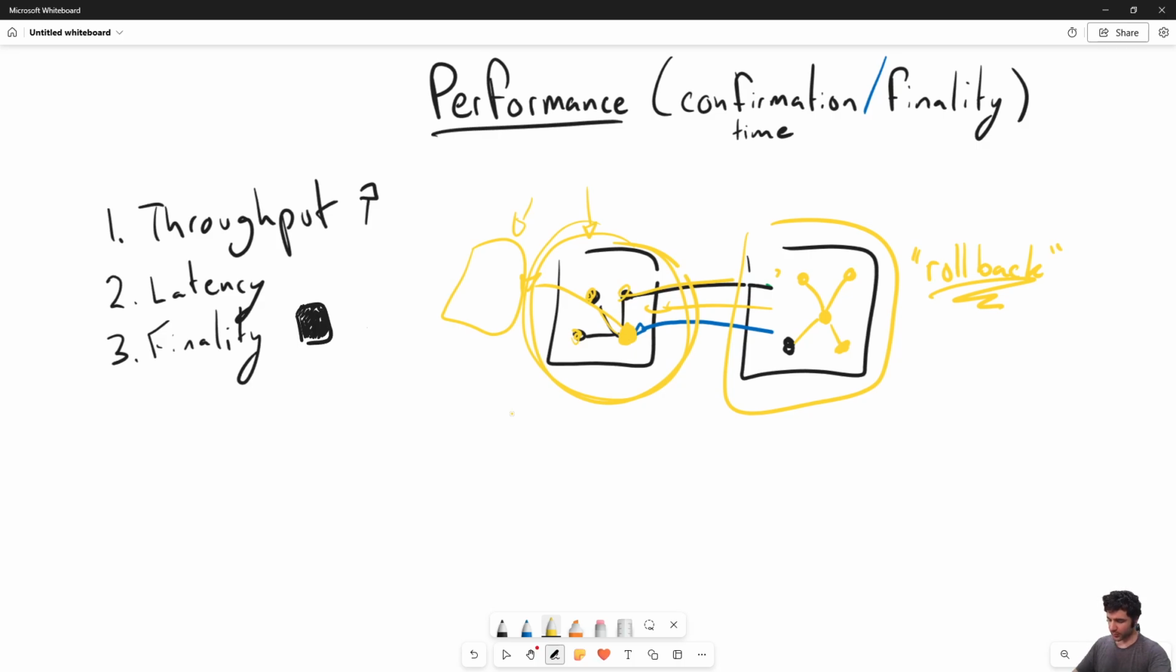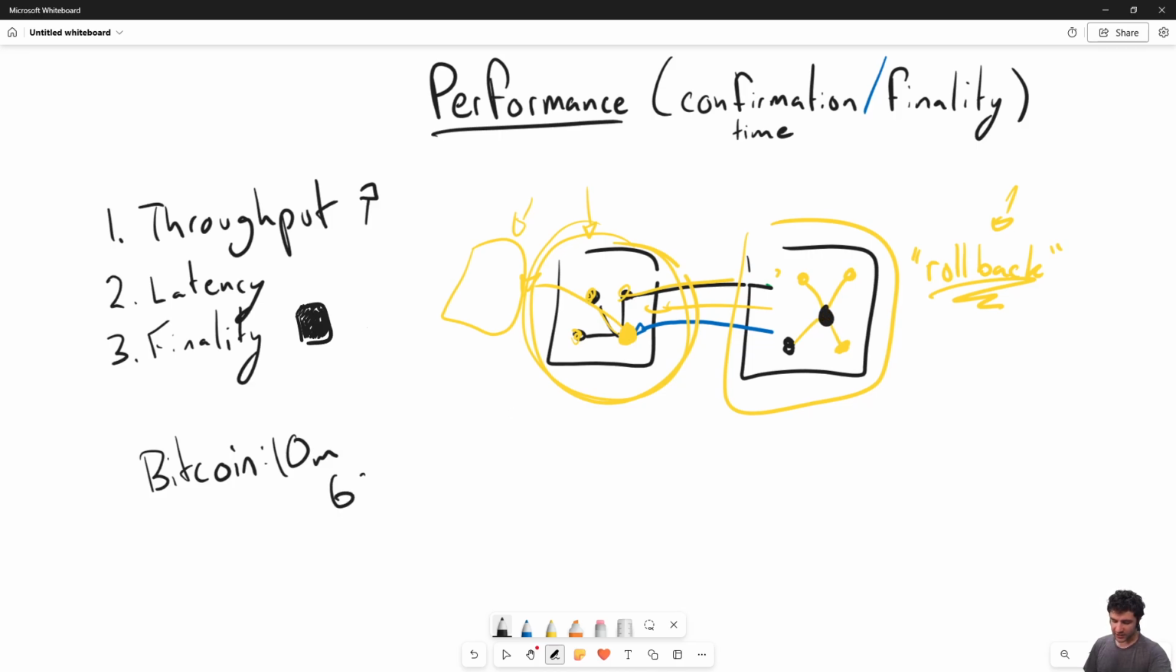So because of the possibility of these rollbacks, when you see a transaction in a network, there's no guarantee that it is correct right away. You have to wait a bit of time. And this matters because if you look, for example, at Bitcoin, the blocks are around 10 minutes. So you have to wait 10 minutes for the first inclusion.